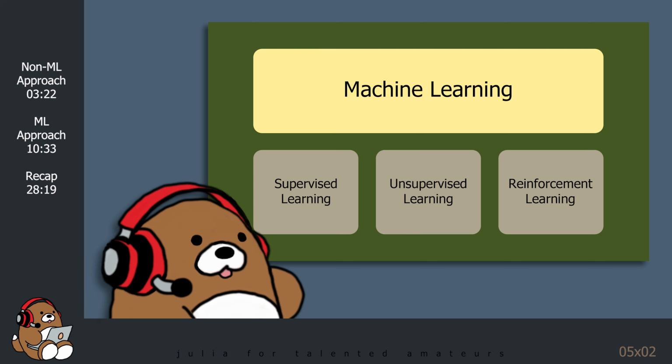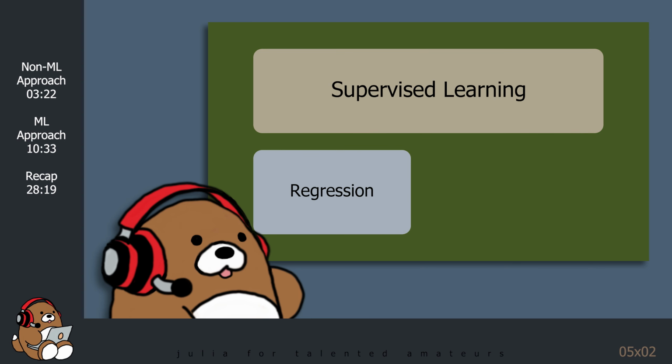Last week, we got an overview of machine learning, where we found out that, broadly speaking, machine learning approaches are traditionally divided into three categories, which are known as supervised learning, unsupervised learning, and reinforcement learning. Today, we'll get an introduction to supervised learning. More specifically, we'll get an introduction to regression, which is a subfield of supervised learning.